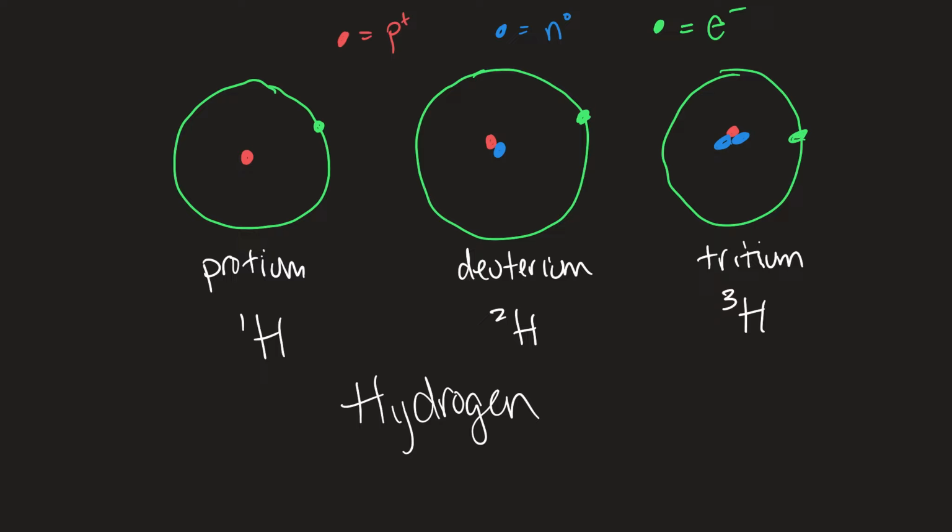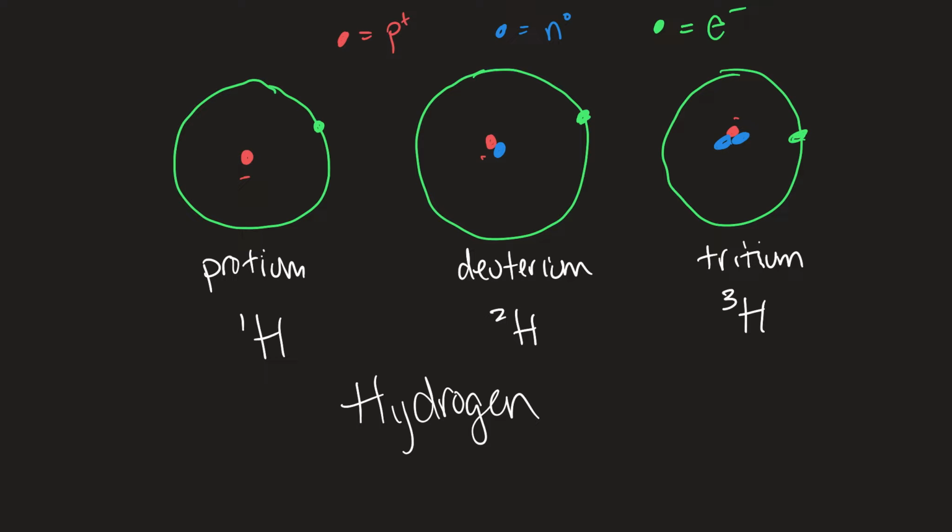For each of them, I show that the protons are notated by that red dot. Each of these atoms has 1 red dot, so that shows you that they all have 1 proton. But if you look more deeply, your number of neutrons changes between each of these atoms. Protium, or hydrogen 1, has no neutron. Deuterium, or hydrogen 2, only has 1 neutron. Tritium, or hydrogen 3, has 2 neutrons. That's the biggest difference between these 3 hydrogens.